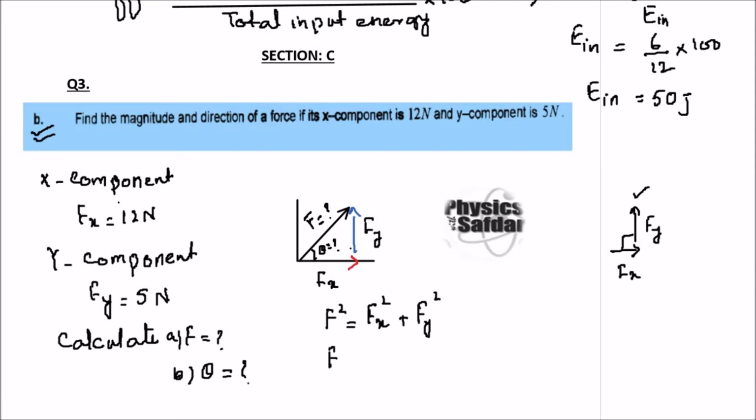Now you can substitute the values. Fx is equal to 12 Newton. Fy is 5 Newton. Now simplify the expression. 12 squared gives 144. 5 squared gives 25. Then further you can write like this.